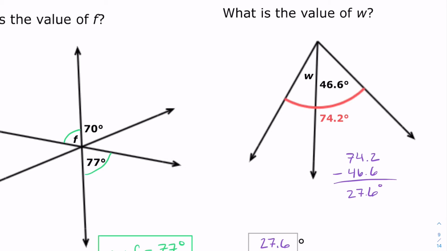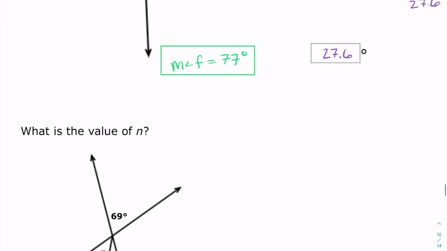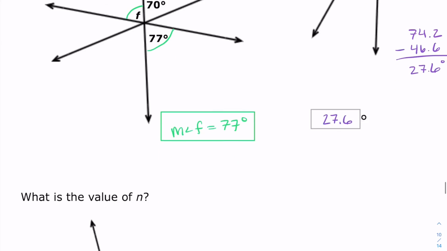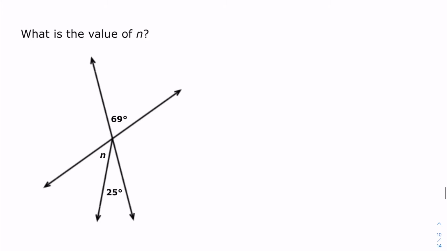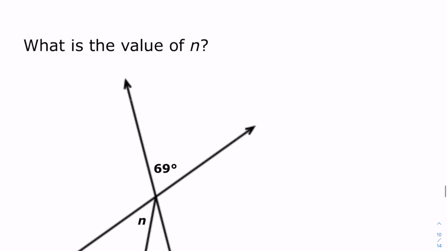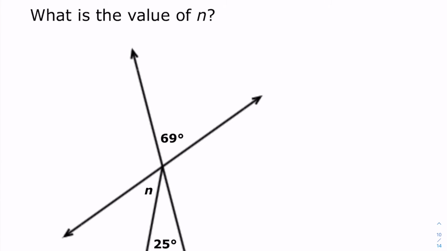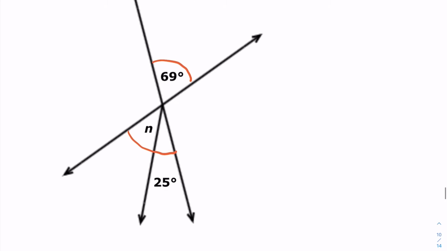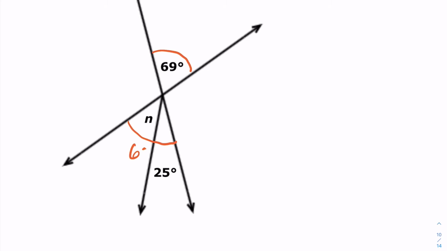Okay. All right. The next problem. What is the value of n? Well, here's what I know. I know that this angle here, 69 degrees, is vertical to these two right here. So that means that this whole thing is 69 degrees.